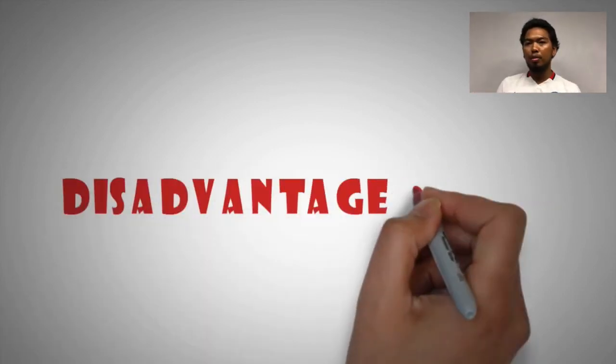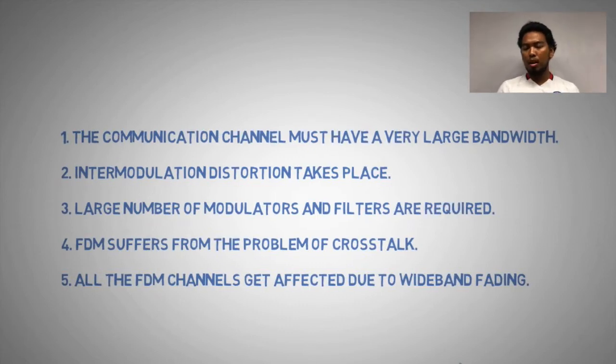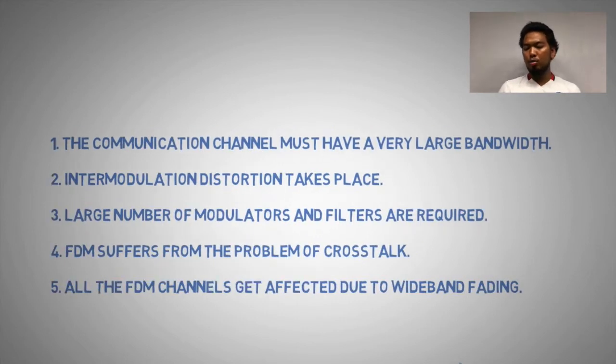The disadvantages of FDM. Number one, the communication channel must have a very large bandwidth. Number two, intermodulation distortion takes place. Number three, a large number of modulators and filters are required. Number four, FDM suffers from the problem of crosstalk. And number five, all the FDM channels get affected due to wideband fading.